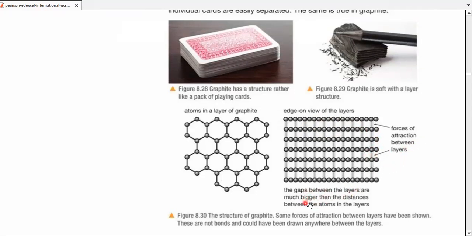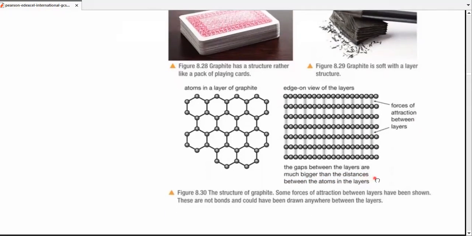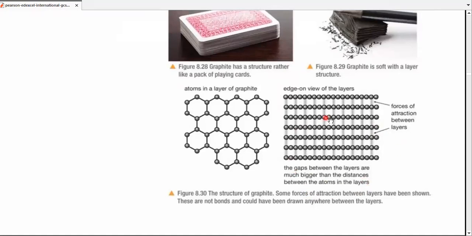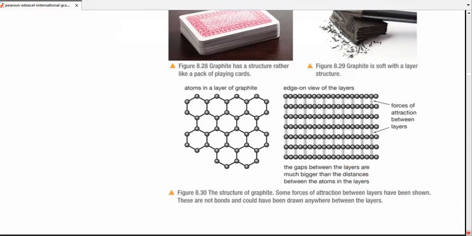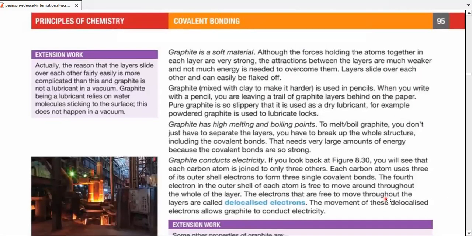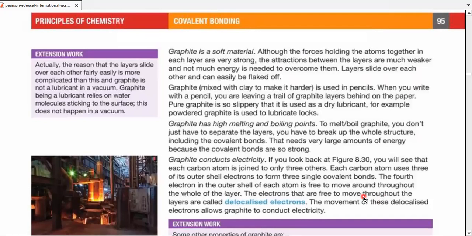The gaps between the layers are much bigger than the distances between the atoms in the layers. So this is the structure of graphite. Because of this specific structure, the hexagons, the layers, the weak forces between the layers, but having a larger gap, this brings the graphite its specific properties. Let's discuss a few of those.